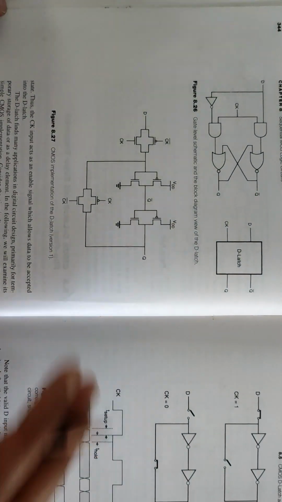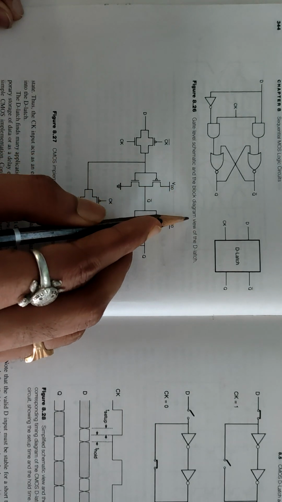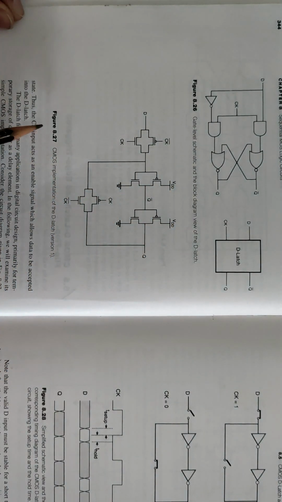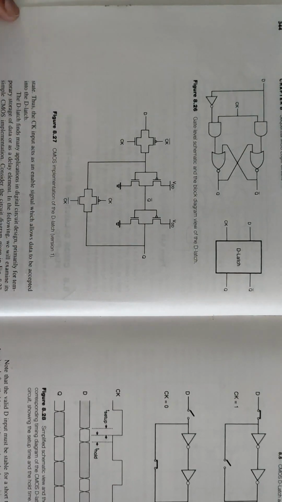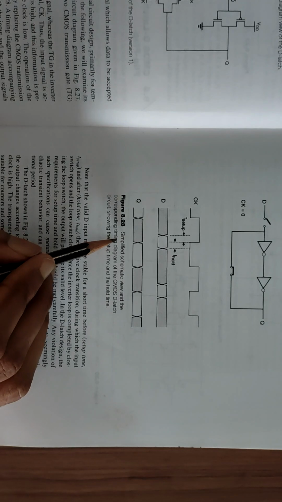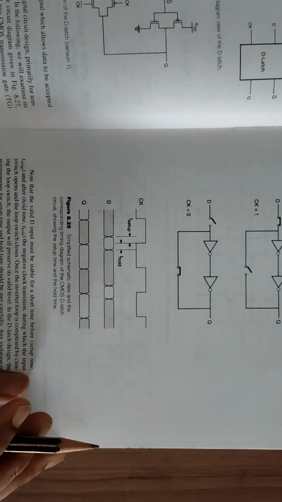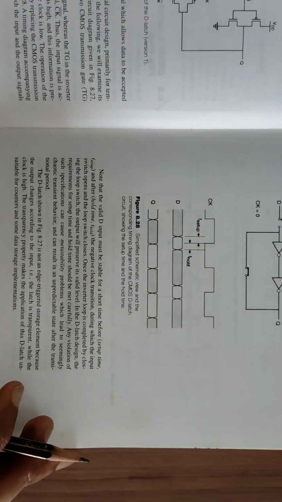Here you can see the figure, gate level schematic and block diagram of the D-Latch. Figure: CMOS implementation of the D-Latch version 1. Figure: simplified schematic view of the corresponding timing diagram of the CMOS D-Latch circuit showing the setup time and the hold time.